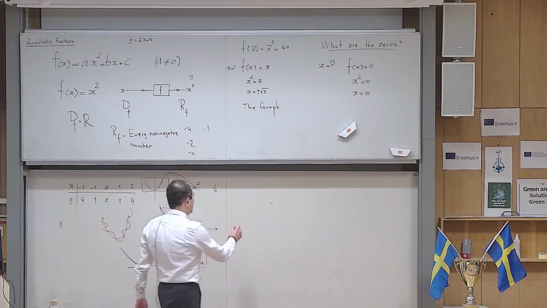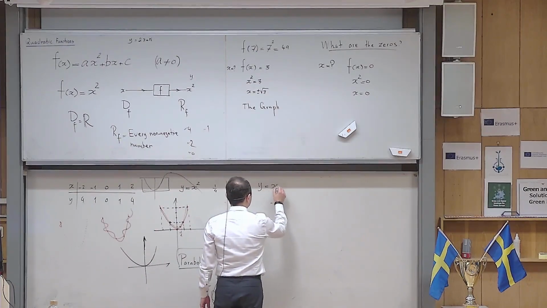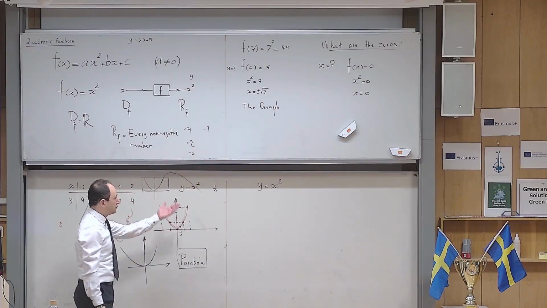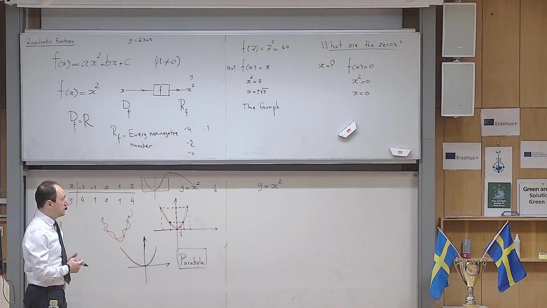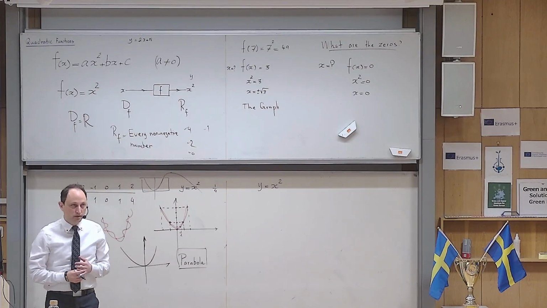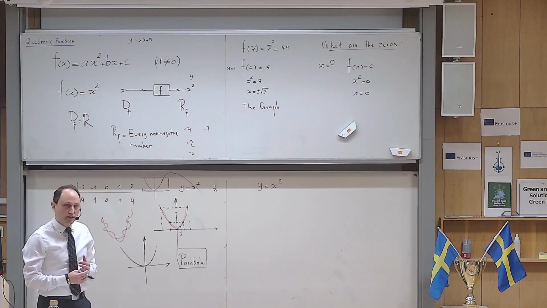So let me give you this function, y equals x squared. And I ask you, if you draw the graph of this function precisely and good enough, this function should look symmetric with respect to the y-axis. Can you tell me why you should expect such a thing?